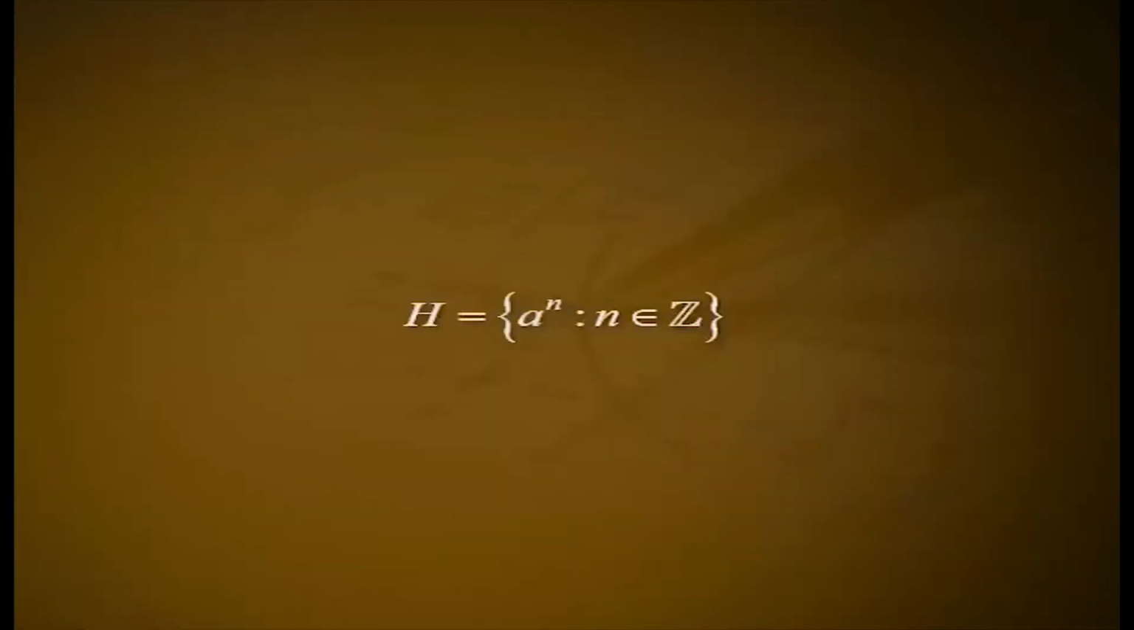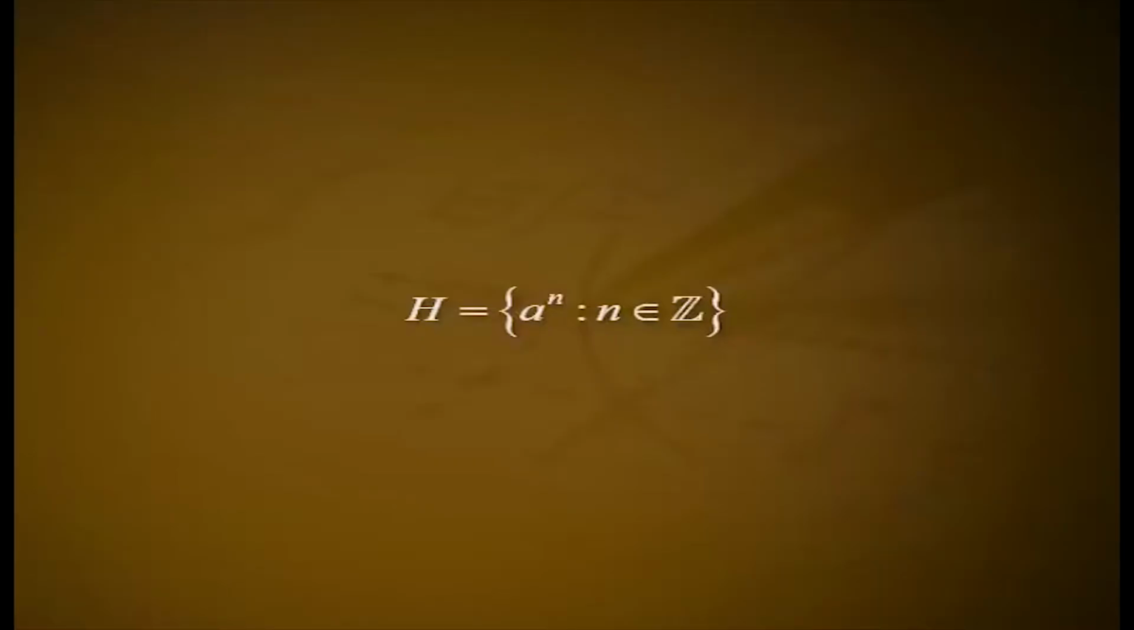Definition. The subgroup H equal to the set consisting of a raised to n such that n belongs to Z of Theorem 1 is the cyclic subgroup of G generated by a and is denoted as follows. It is read as the cyclic subgroup generated by a. Remark. Obviously, H has a generator a. The inverse a inverse is also a generator because a raised to minus 1, whole raised to minus n, is equal to a raised to n.